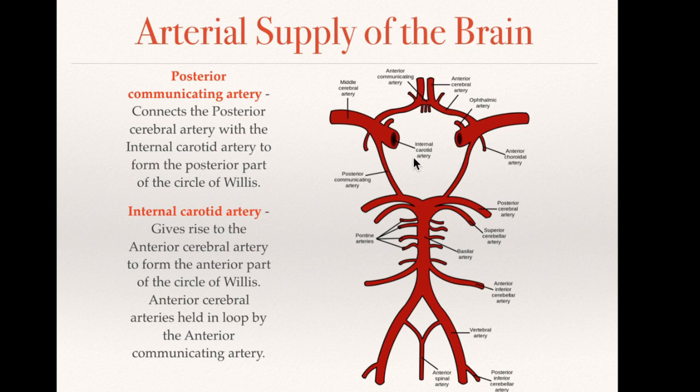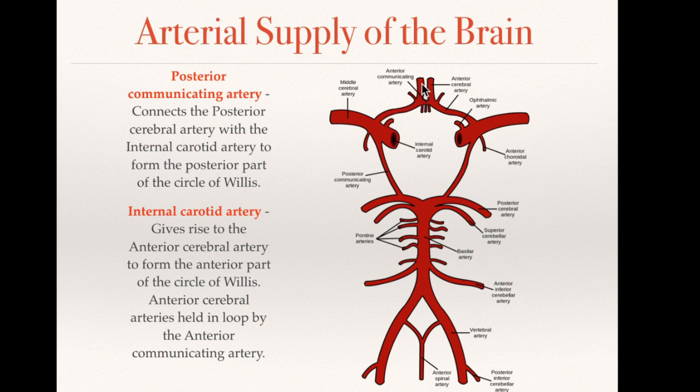The internal carotid artery is seen here on both sides, and it has two branches, which are the anterior choroidal artery and the ophthalmic artery. It also has another branch, which is the third branch. It's the anterior cerebral artery, which forms the anterior part of the circle of Willis, and you can see it here on both sides.